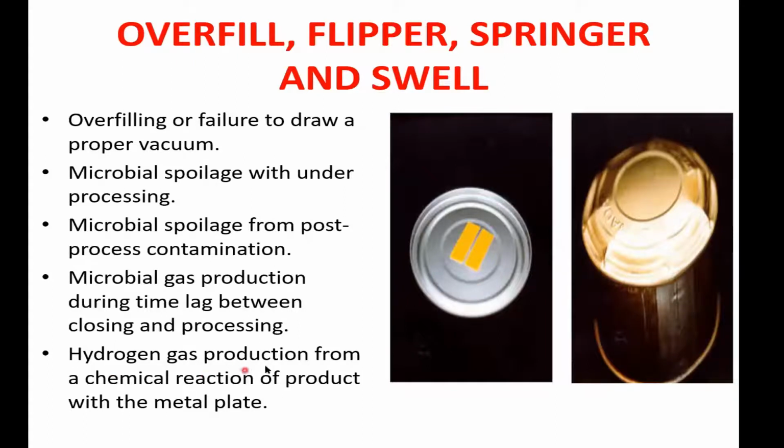Another is hydrogen gas production from a chemical reaction of the product with the metal plate. We'll see that one. So always remember that the healthy can will be concave, and the unhealthy can, or the blown cans or the swelled cans, will be convex.